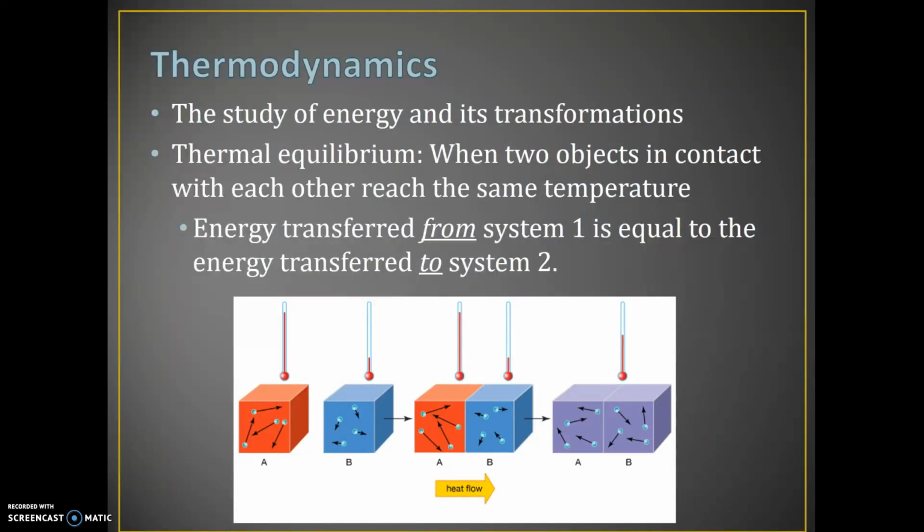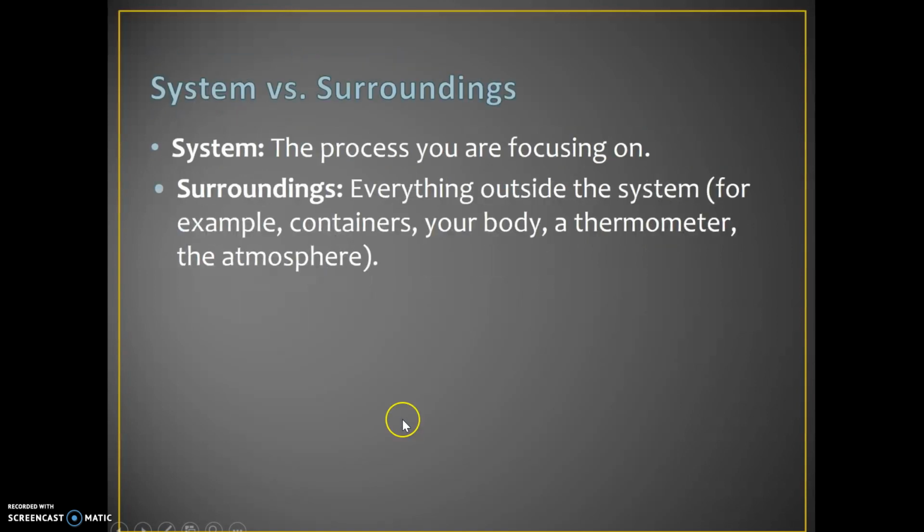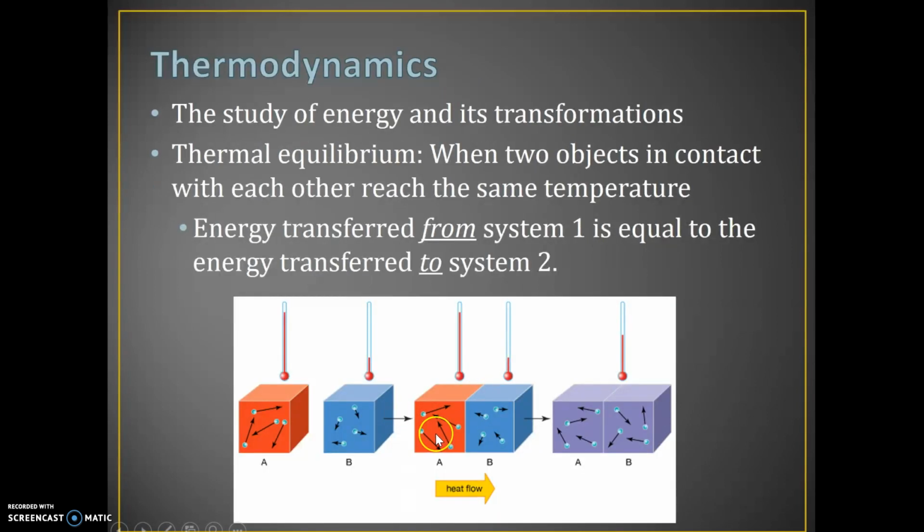All right, thermodynamics, study of energy and its transformations. Now, thermal equilibrium is when two objects reach the same temperature. So, like here in this example, you've got System A and System B. System A is much hotter than System B. So System A is going to transfer some of its energy to System B, and it's going to do that until they're both the same temperature, okay? And then you're not going to have that heat transfer anymore because they're both the same amount of heat, okay?